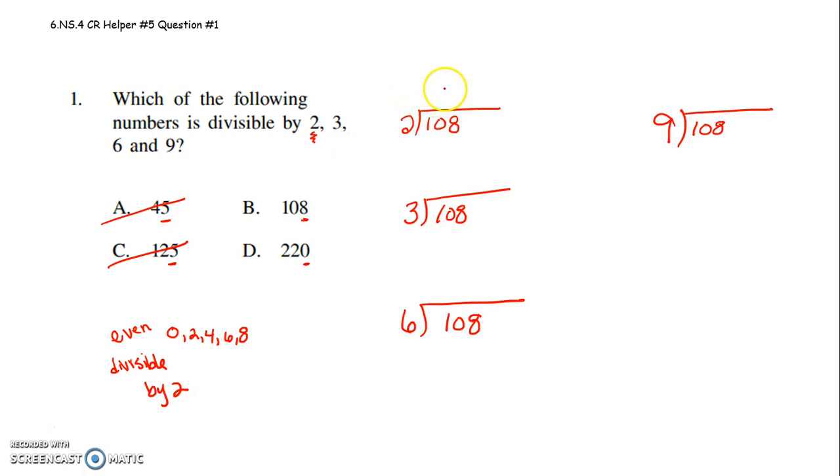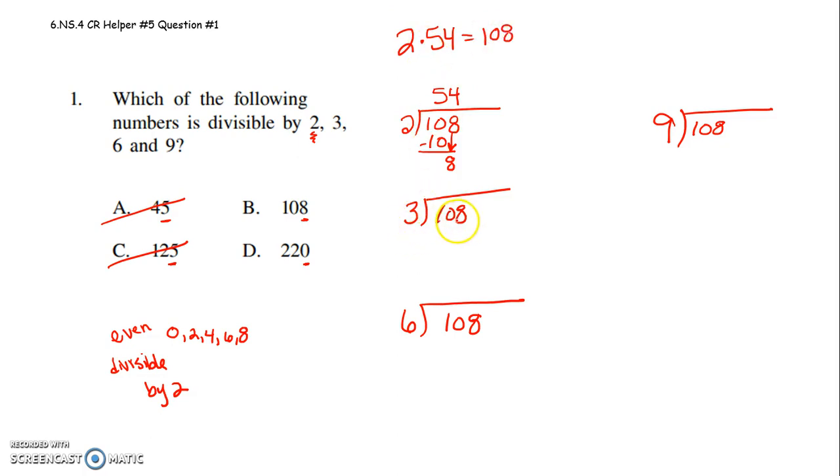2 goes into 10 5 times. 5 times 2 is 10. Subtract off. It's a 0. Bring down the 8. 2 goes into 8 4 times. So 2 times 54 would get me to 108. So 108 is divisible by 2.